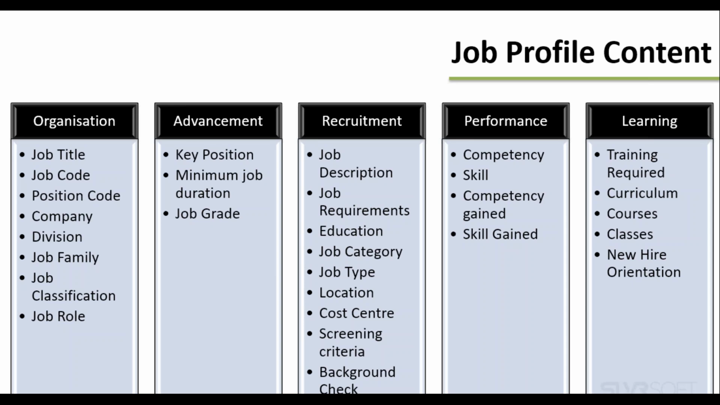Do we need a credit check, criminal check? All of that we can actually define in the job profile, so that when we automate these processes, the system knows, hang on, this job requires this screening, requires this background check, and it puts it into place for us. The fourth element on a job profile is performance.